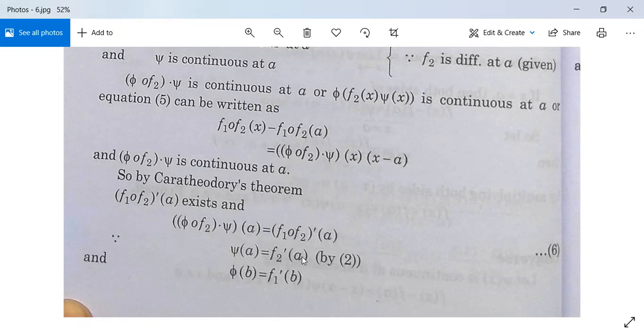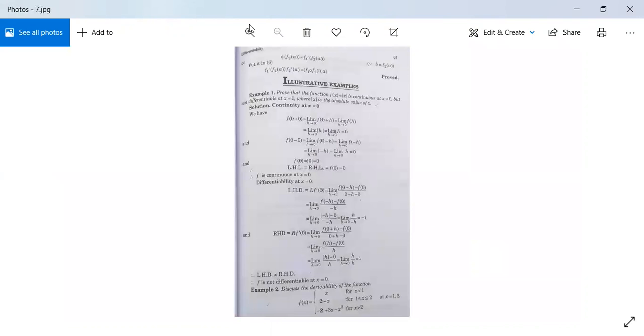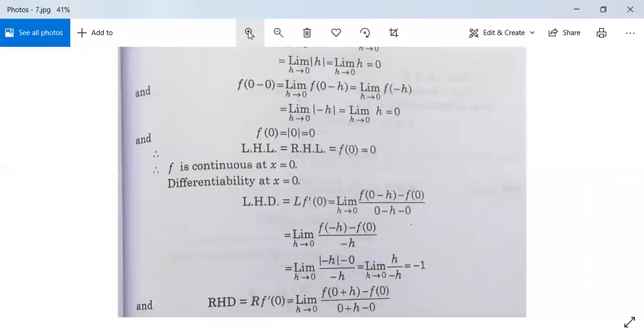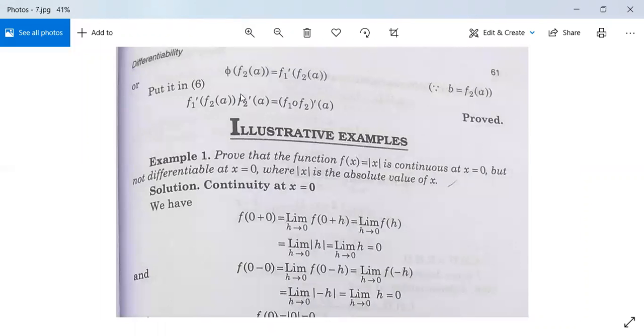Since psi a is f2 dash a and phi b is f1 dash b, or phi f2a is f1 dash f2a. Now substitute this in 6, then you get f1 dash f2a into f2 dash a is equal to f1 composition f2 dash into a. So this proves the theorem.